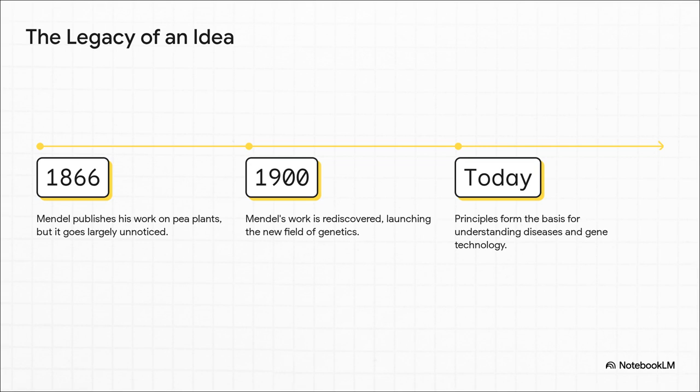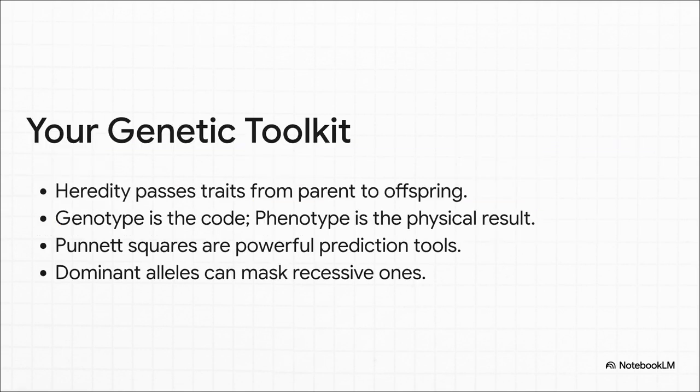And today, the very same ideas we've been talking about are the bedrock for understanding human diseases, creating gene therapies, the whole shebang. So let's do a quick recap of the awesome genetic toolkit you've just picked up. First, heredity is how traits get passed down. Second, genotype is the secret code, and phenotype is what you see. Third, those Punnett squares are your crystal ball for predicting traits. And finally, dominant alleles are the boss. They can mask the recessive ones. These aren't just facts. These are the fundamental rules of life's code.